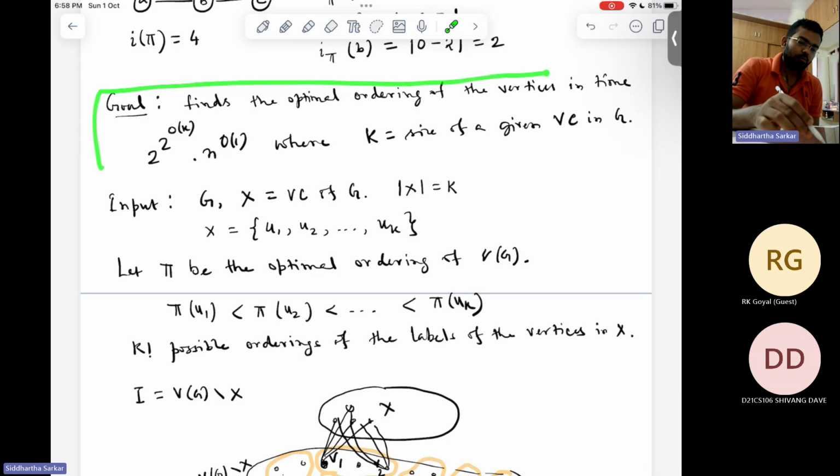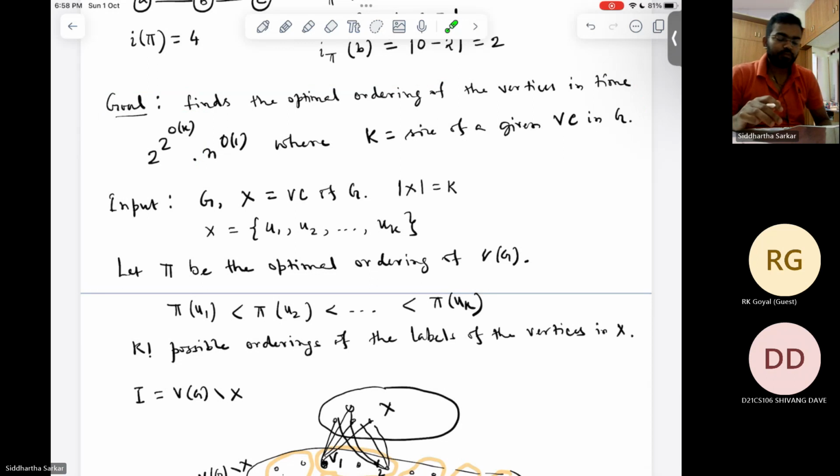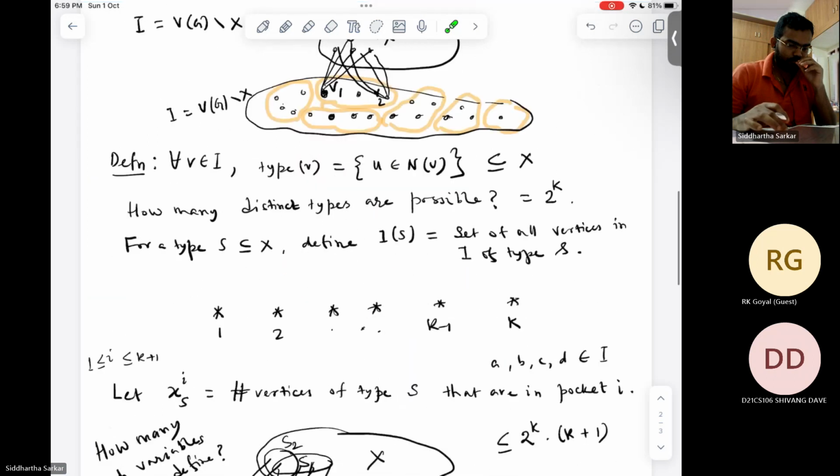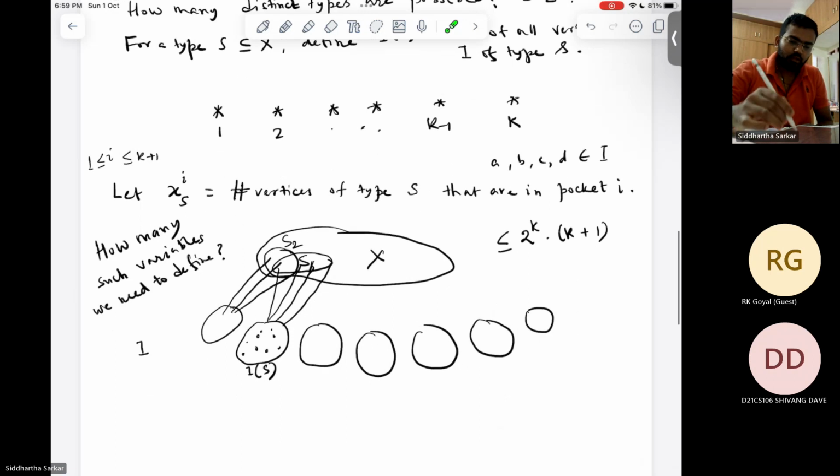Our goal was to find an optimal ordering of the vertices in time this. And I said that if you can formulate an ILP where the number of variables is bounded by 2 to the some order k, then you can achieve this running time for solving that ILP parametrically. So we have a bound on the number of variables. We have to define some more variables and then we will write the constraints.